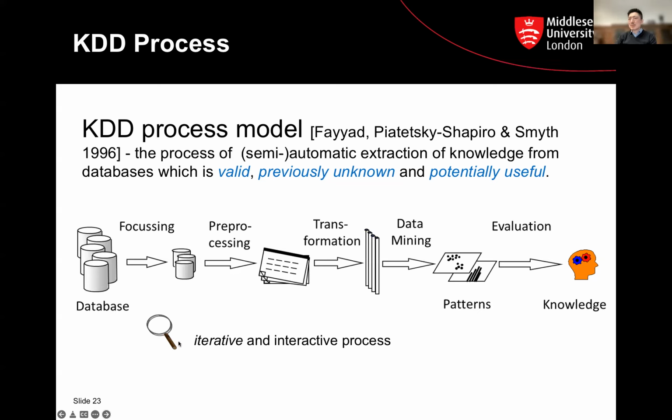And also, it's important to note this is an iterative and interactive process. So it doesn't just go from left to right. And depending on, for example, what you found, your result, you might go back to focus on a different part of the data, or do the pre-processing differently, or do the transformation differently. And again, depending on the results, you might go back to certain parts. So that's the back and forth, iterative and interactive process, in the sense the users will be involved in each step to change or decide what to do.